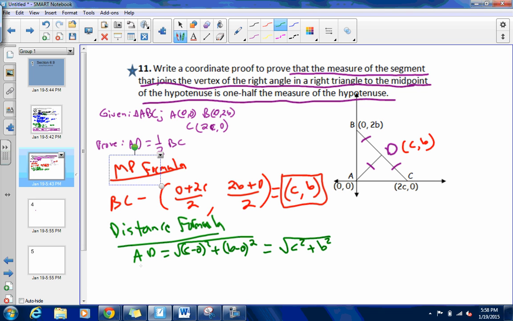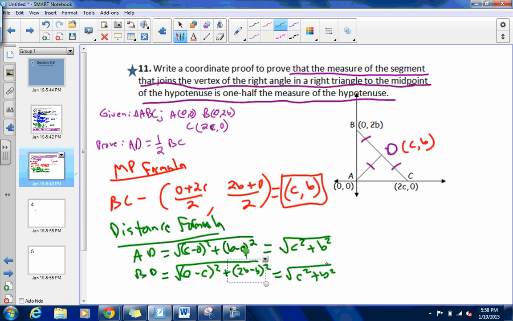Now let's find BD. Square root of 0 minus C squared plus 2B minus B squared. So inside of here, that's going to be negative C squared. And if you multiply the negative by itself, it cancels out. So then you just have C squared. And here, 2B minus 1B would be B, so plus B squared. And then lastly, we're going to do DC.